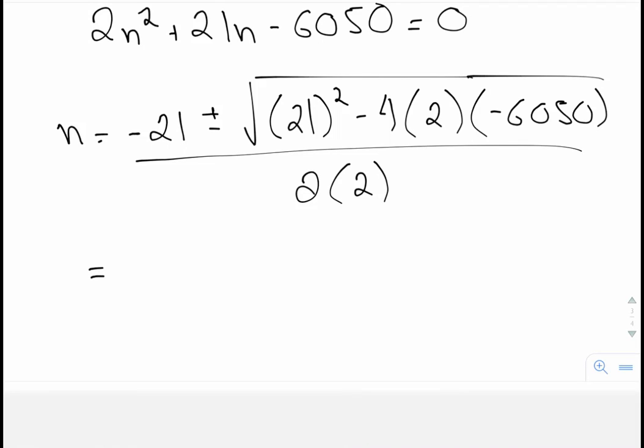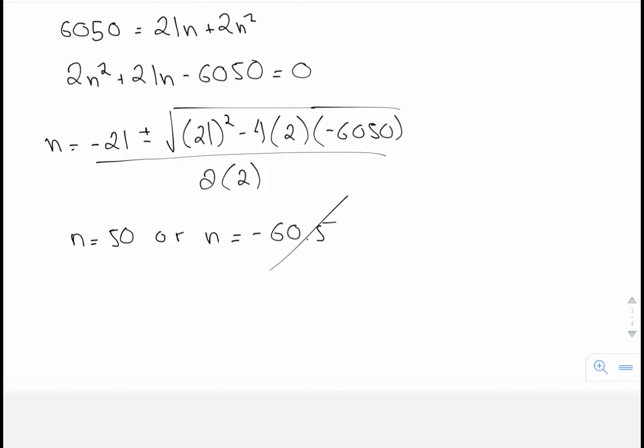I've already crunched these numbers, and it turns out that I get n equals 50 or n equals negative 60.5. Since we can't have a negative number of terms, I have 50 terms in total, and therefore we have 50 rows.